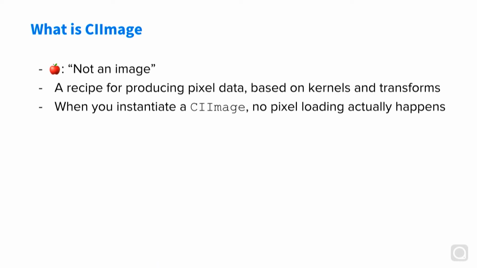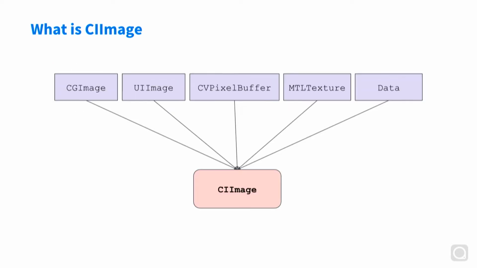So basically, when you instantiate a CIImage, generally no pixel data loading actually happens. So it's lazily evaluated by default, which can be a little tricky, and we'll go into the things that you can get hung up on with that later.